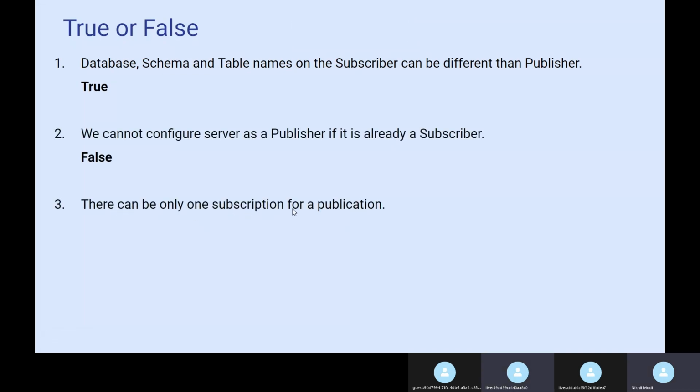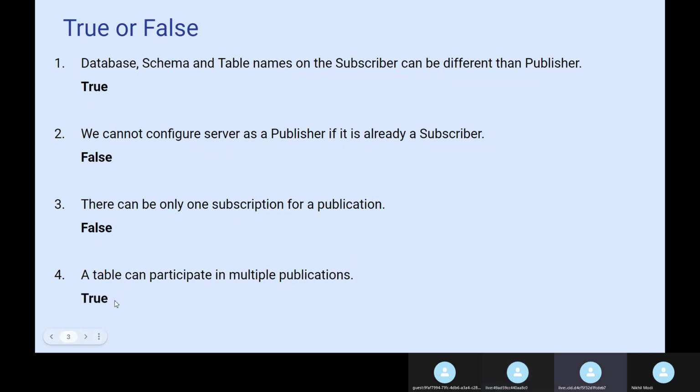There can be only one subscription for a publication. No, for a publication we can create many subscriptions. A table can participate in multiple publications. So if my table is there in one publication, can it also be present in other publications? Yes. True. No, I think true, but it will fail eventually. No, why will it fail?